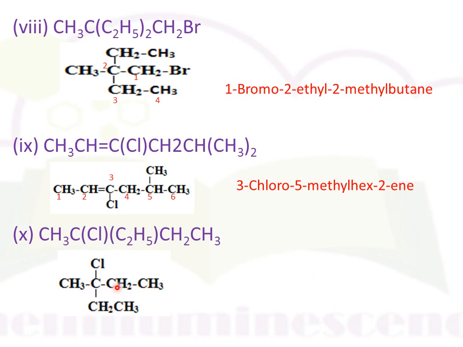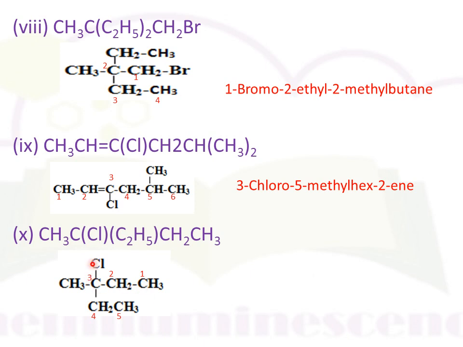Give the numbering 1, 2, 3. Chlorine comes at the 3rd position. Here from this end, 1, 2, 3, again the chlorine is coming at the 3rd position. Hence either from this end or from this end, you can give the numbering as you wish. So the numbering will be like this.